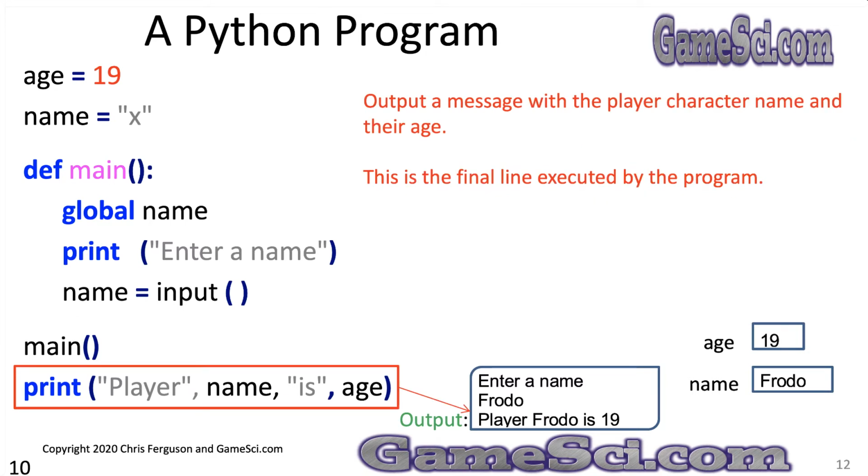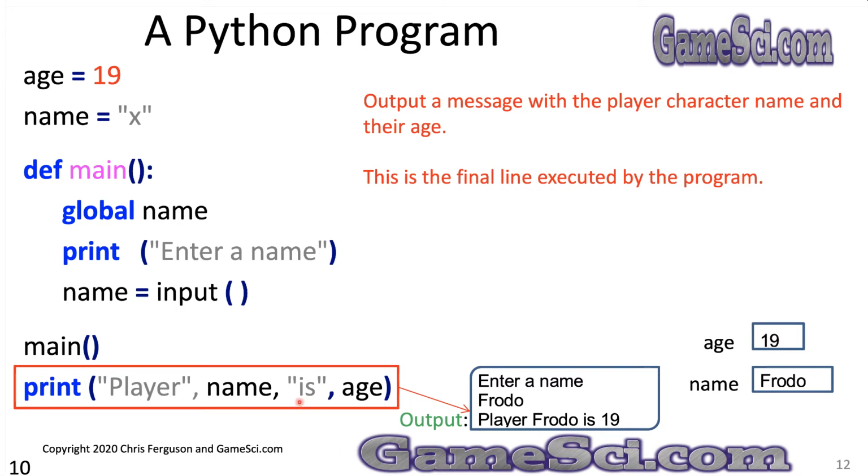Output a message with the player character name and their age. This is the final line executed by this program. Print the word player. Now, when it's in quotes, you will see the actual word player show up. Then print the variable name. Now, notice this is outside of quotes. Since it's outside of quotes, we'll get the contents of the variable name, and Frodo shows up on the output.